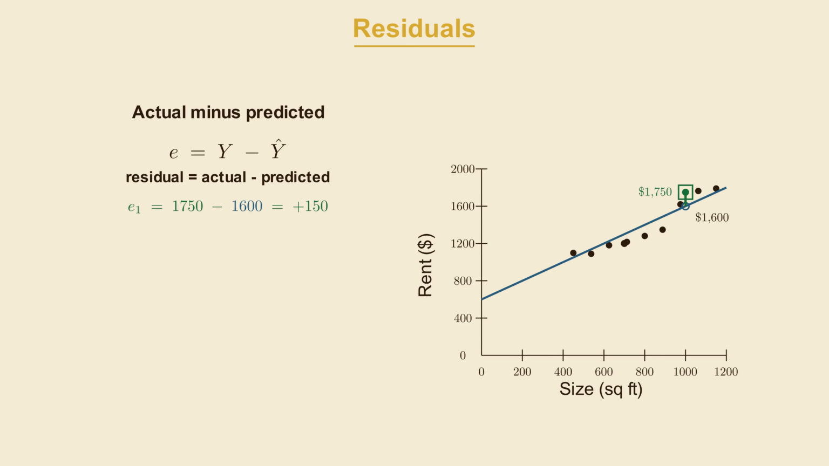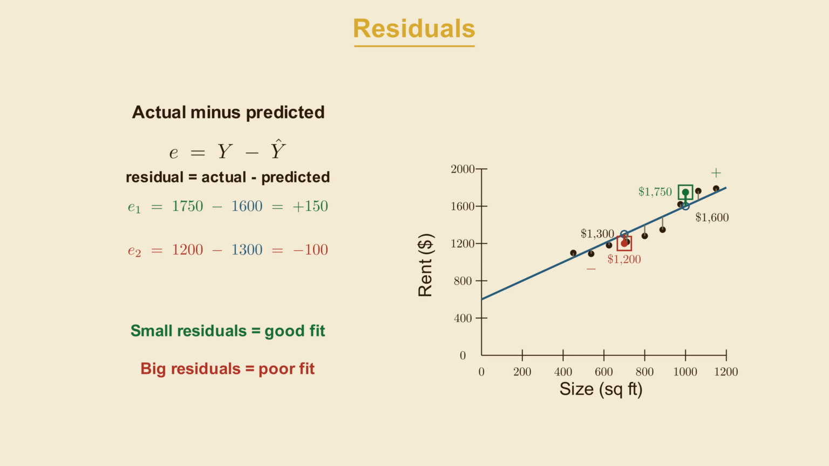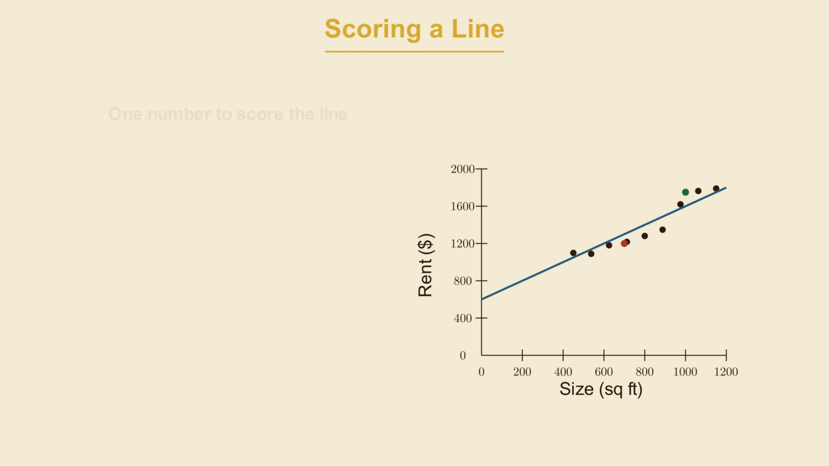It rents for more than what the line predicted. We can take another apartment, a 700 square foot place. The line predicts $1,300 for rent, but it actually rents for $1,200. So the line overpredicted and the residual is negative 100. So every point is going to have a residual. Some positive, some negative, depending on whether the point sits above or below the line. And a good line is one where those residuals are small. The point sits close to the line, and a bad line is one where those points are scattered far away from it. So we want one number that captures how good a line is overall.